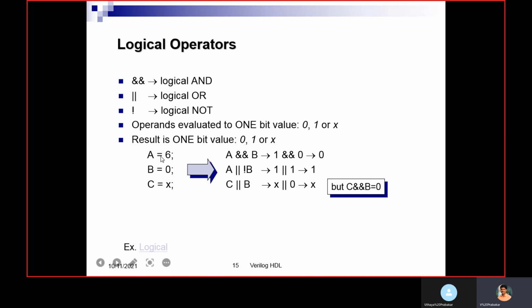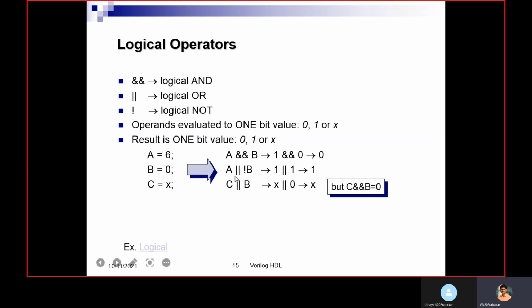For example, A is 6, B is 0, C is X. If you perform logical AND between A and B, the A value is considered as 1, and B is 0. So logical AND will give only a 1-bit output. To perform AND between 1 and 0, you get 0.